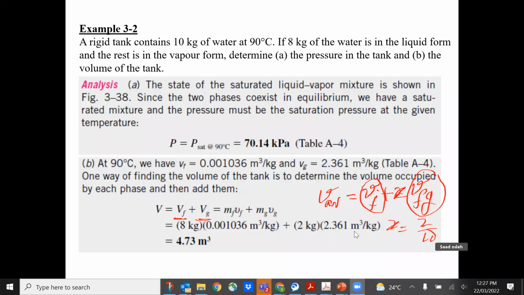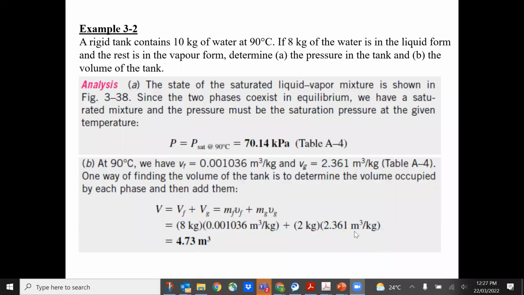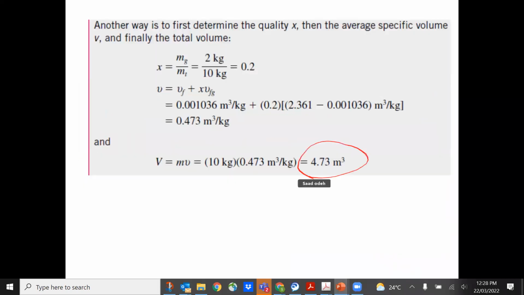So you can find X. Now, all these values can be found, then it's easy to find the average. If I know the average, which is the two-phase specific volume, multiplied by the mass, I can find the tank volume. So this is another way to find the tank volume. It's up to you which one you use, but both of them should give you the same result. Okay, so you can see here, both of them have the same result, 4.73.